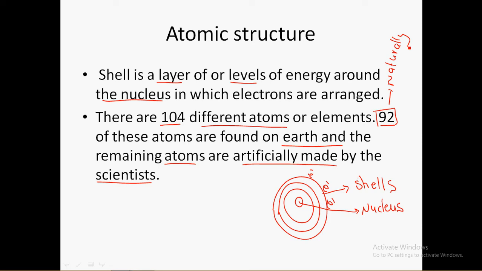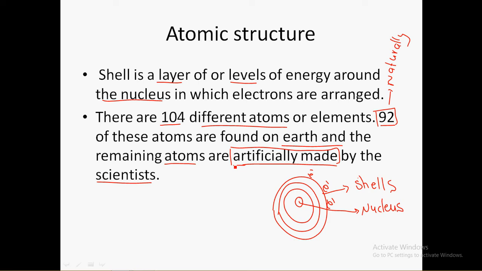But the remaining ones are artificial, made by human beings, especially scientists. The rest of the 104 are not found naturally.